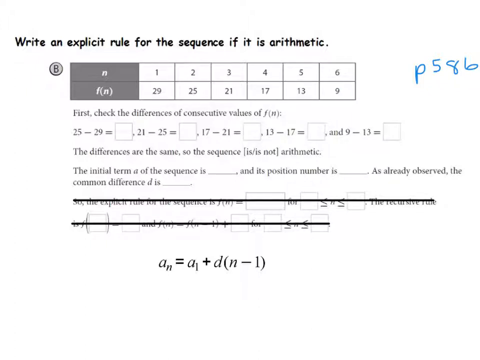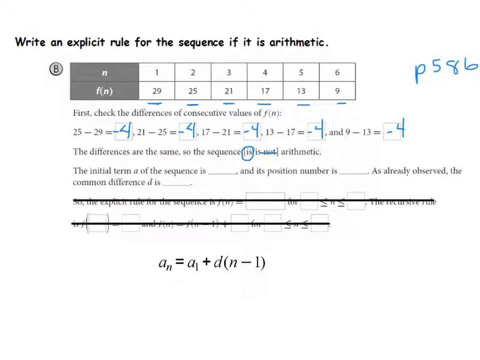So the first thing we have to check is, is this actually arithmetic? So we're going to take 25 and subtract 29. So 25 minus 29 is negative 4. And then we're going to take 21 and subtract 25. That's negative 4. So let's keep checking it. 17 minus 21 is negative 4. 13 minus 17 is negative 4. Looks like we're going to have a sequence here. And 9 minus 13 is negative 4. So the difference is all the same. Therefore, this is an arithmetic sequence.